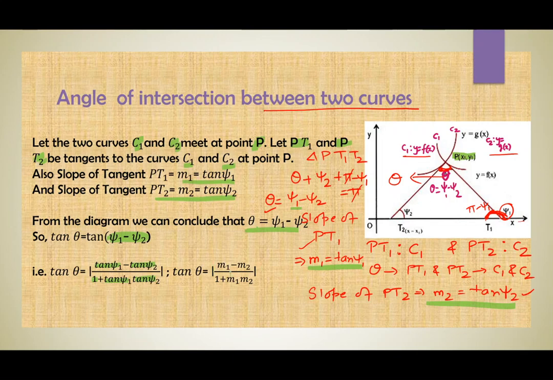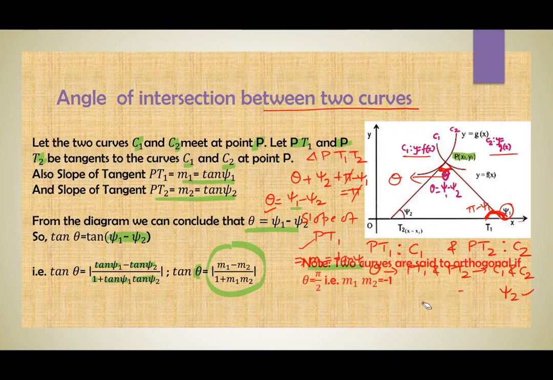So the reason why I applied mod is because I need to consider the acute angle between the two tangents. And as you know, if theta is acute, tan has to be positive. So I have to apply mod to this expression in order to make it positive so that theta becomes an acute angle. So if I need theta, I can just transfer tan inverse to the RHS in order to obtain the final answer.